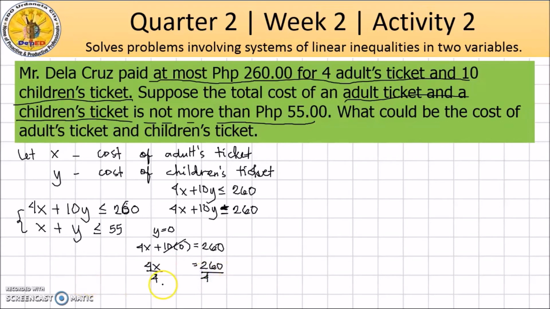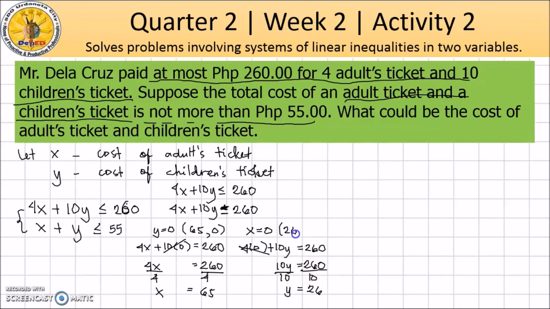4 divided by 4 is 1, so we just write x. Next, we divide 260 by 4, and the answer is 65. So our x-intercept is (65, 0). For the y-intercept, we let x be 0. So we have 4 times 0 plus 10y is equal to 260. We cancel this because 4 times 0 is 0. What is left is 10y equal to 260. Divide both sides by 10 to remove 10 beside y, and we have y equal to 26. So our y-intercept is 26, 0.